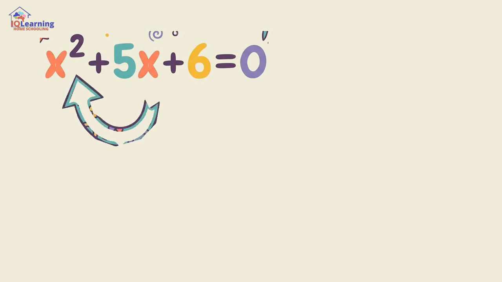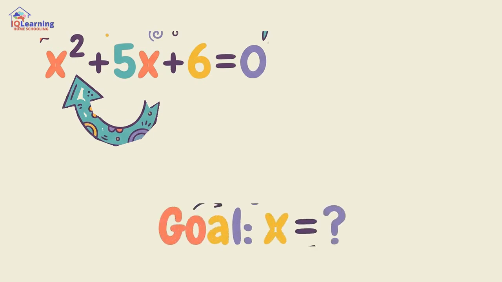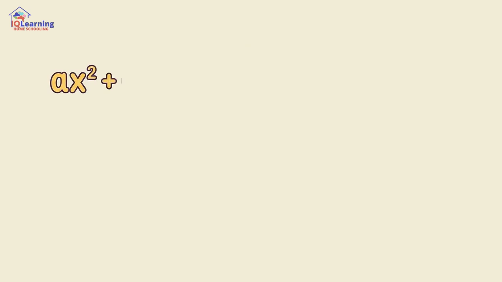First, notice the highest power of x is 2. That tells us this is a quadratic equation. Our goal is to find the values of x that make the equation equal 0. Before using the formula, we need the equation in standard form: ax squared plus bx plus c equals 0.